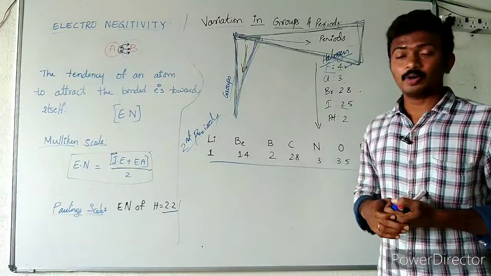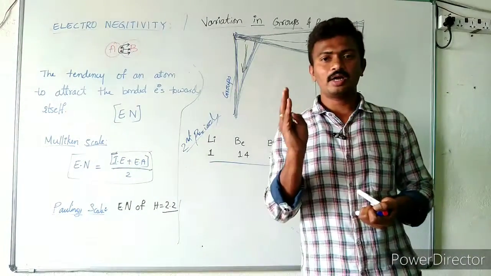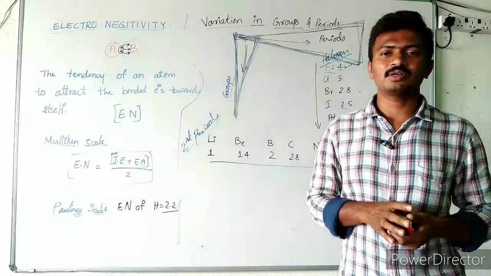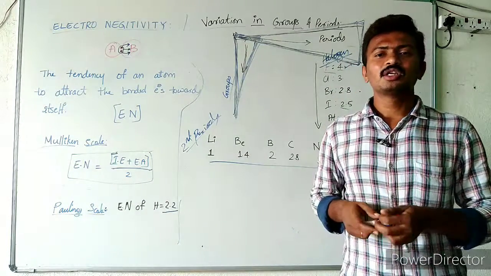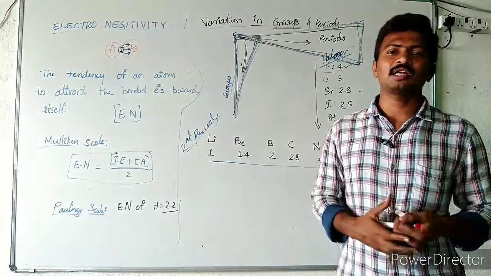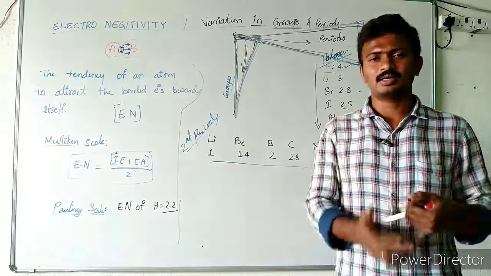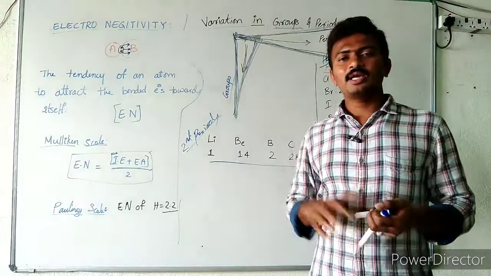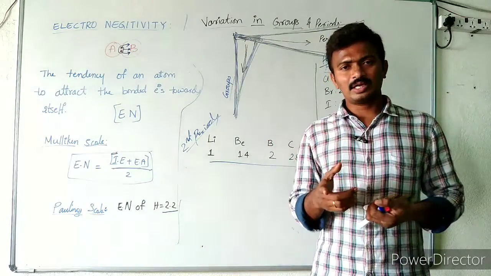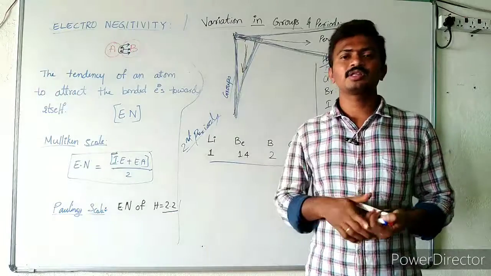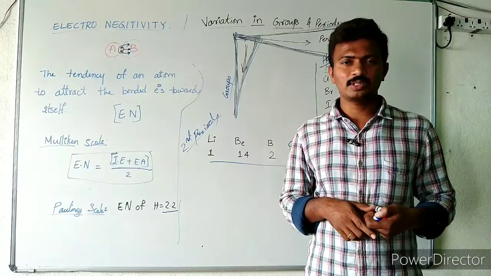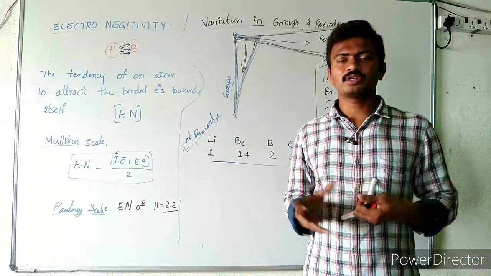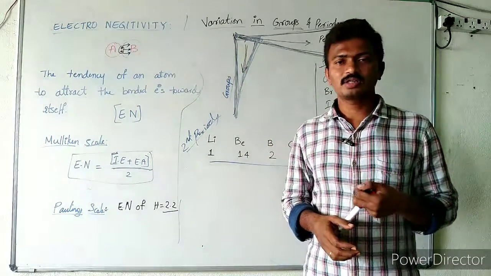This is a very important concept: electronegativity, ionization energy, and electron affinity. Based on these properties, you will understand how chemical reactions take place. In your higher classes, you will be studying chemical reactions, and there you will understand those reactions based on these properties. So be thorough with these properties and try to clarify whatever doubts you have in these concepts.